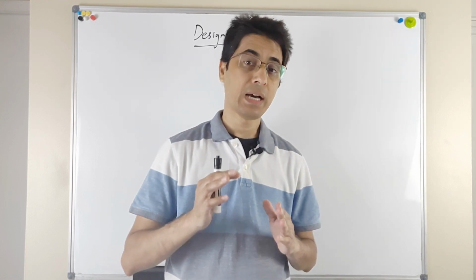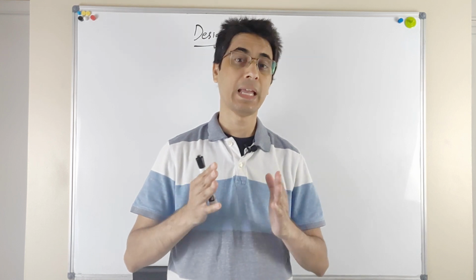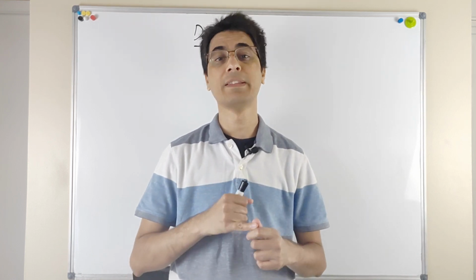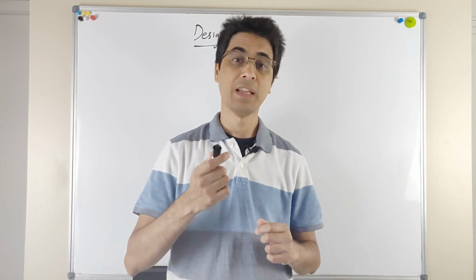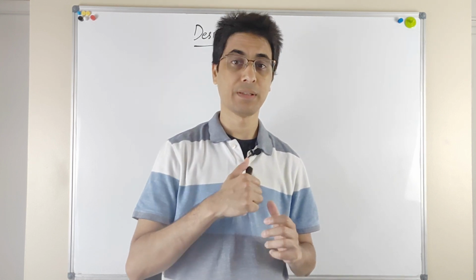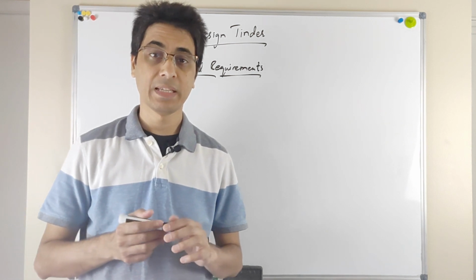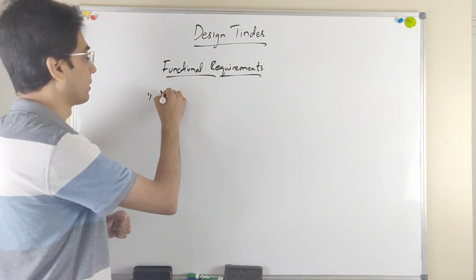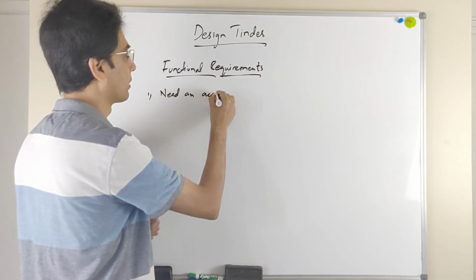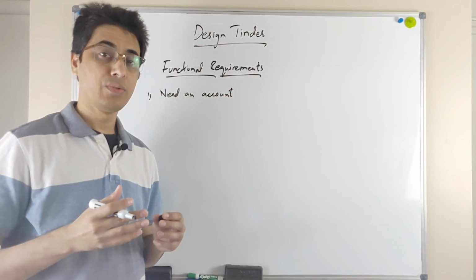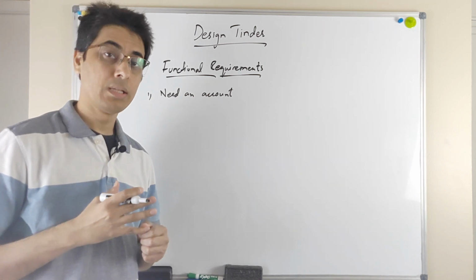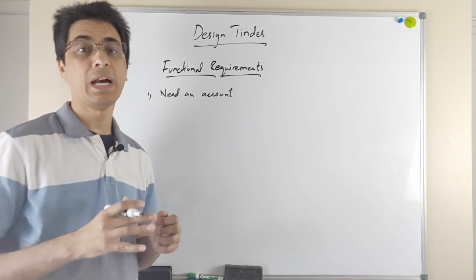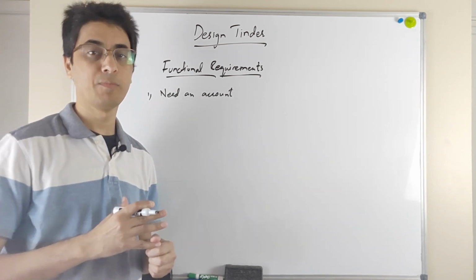So when an interviewer asks you to design an online dating application like Tinder, the very first thing that you will do is discuss all the functional and non-functional requirements with your interviewer. So now let's discuss them. The very first requirement is the user needs to have an account to use the Tinder application. So the user can use his or her Google or Facebook account to log in to the Tinder application, which means we are using an external identity provider like Facebook or Google here.